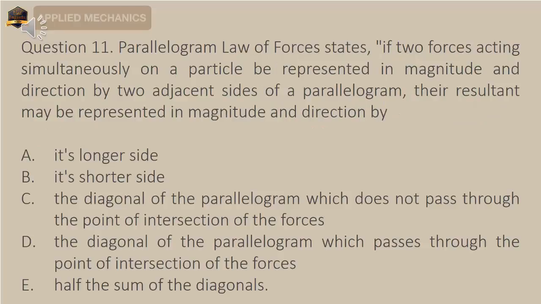Question 11. Parallelogram Law of Forces states, if two forces acting simultaneously on a particle be represented in magnitude and direction by two adjacent sides of a parallelogram, their resultant may be represented in magnitude and direction by A. its longer side. B. its shorter side. C. the diagonal of the parallelogram which does not pass through the point of intersection of the forces. D. the diagonal of the parallelogram which passes through the point of intersection of the forces. E. half the sum of the diagonals.